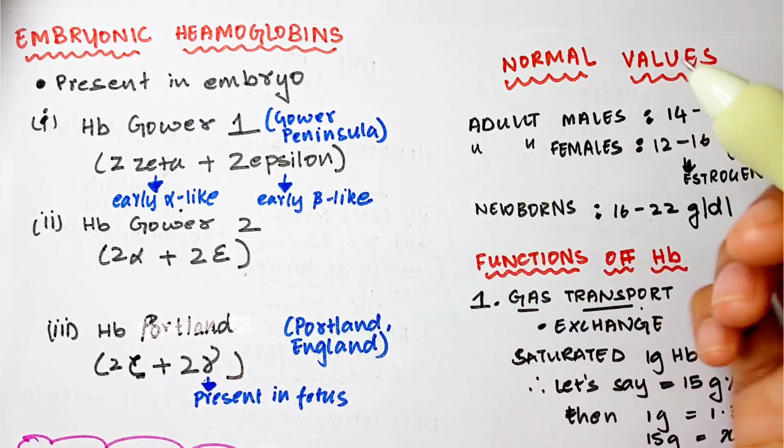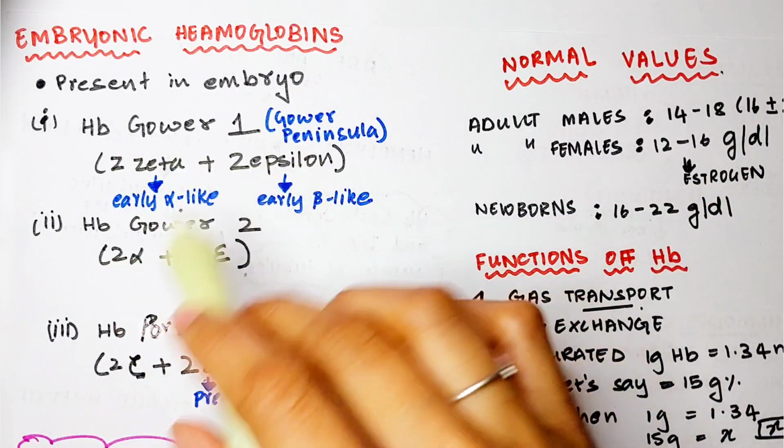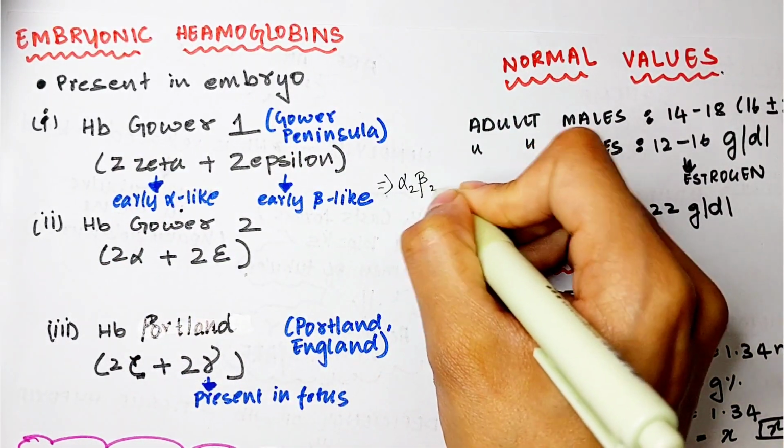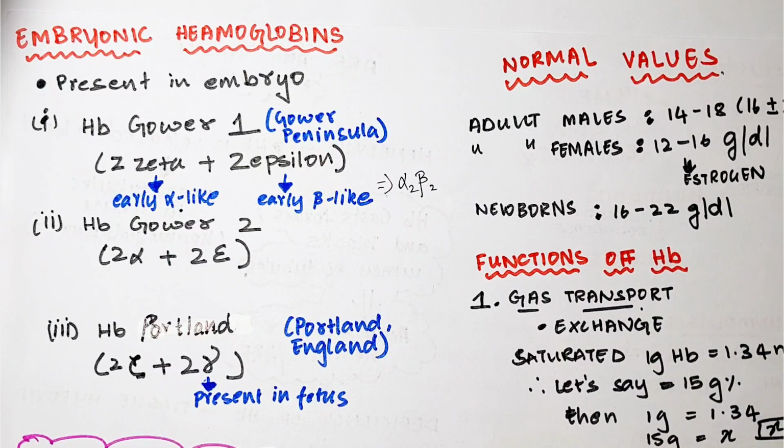Early beta-like chain. So you can think that this Hb Gower 1 is eventually going to get converted into alpha chains and beta chains, resembling the HbA comprising 97% of the total hemoglobin. Now, Gower 2 is again 2 alpha. Eventually, this gets converted into alpha and 2 epsilon. This remains primitive as such. You can remember it like that.